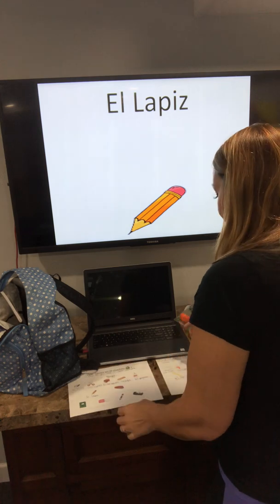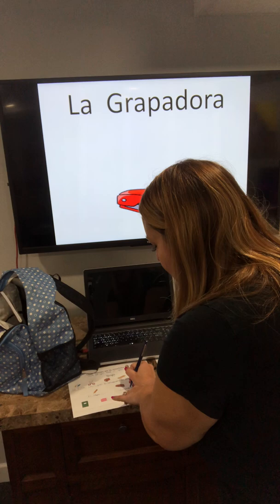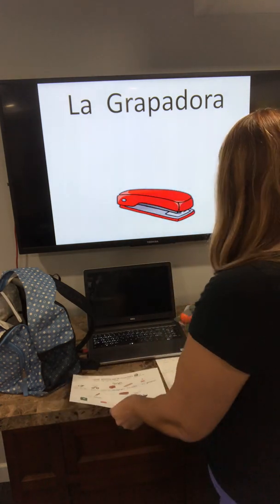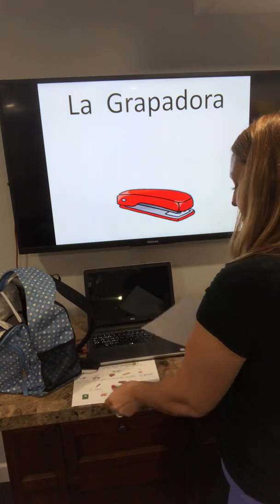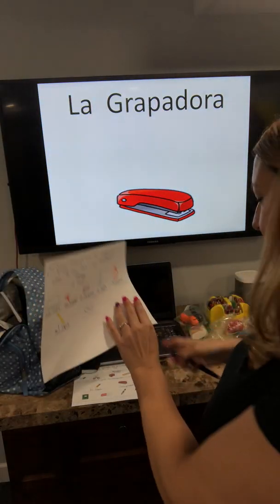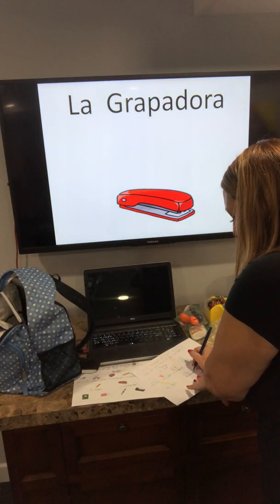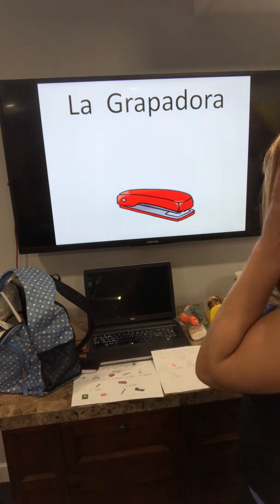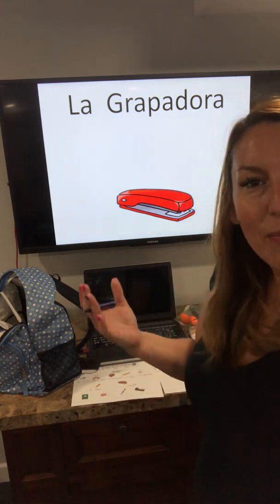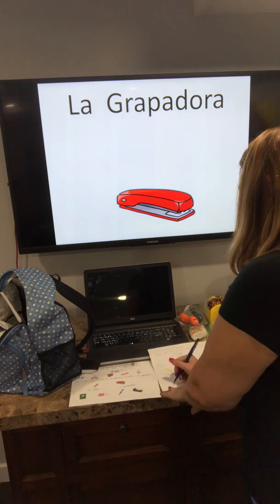So if you have this on your paper, you're going to write la grapadora under yours. And if you don't have paper, you're going to draw a picture of a stapler. Literally my stapler. And you're going to write la grapadora. So that's a funny way to remember that one. Grandpa Dora. Grapadora. If that helps you, go for it, okay?